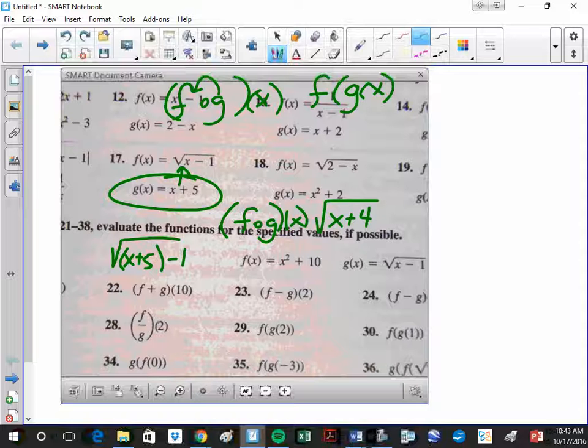Does that make sense? I just did x plus 5 minus 1. I just simplified. Okay? Now what does f of g do?